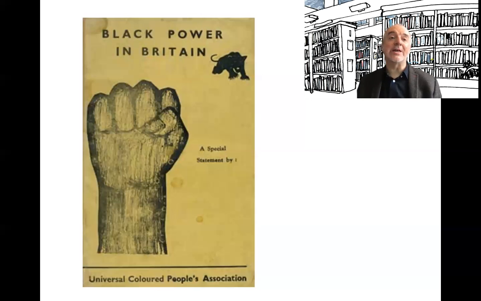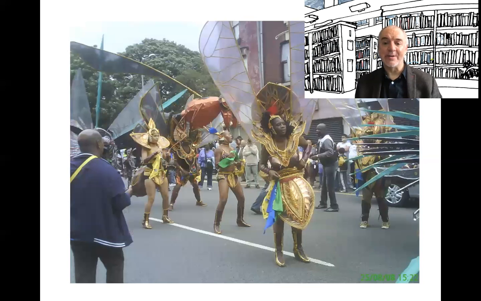In any case, politically, the next generation, the children of immigrants, were less keen on the idea of keeping their heads down and keeping quiet, and you did have some more radical groups, such as this group, Black Power in Britain, the Universal Coloured People's Association. This would be the early 70s.